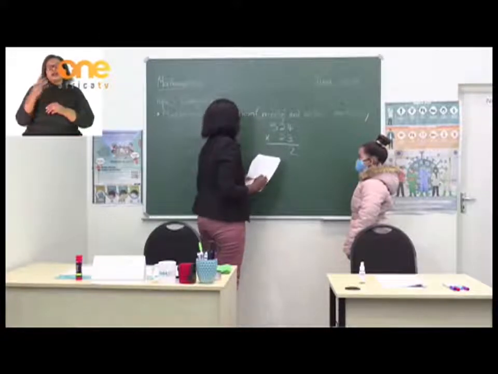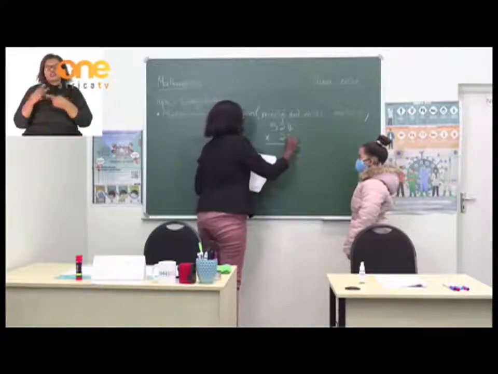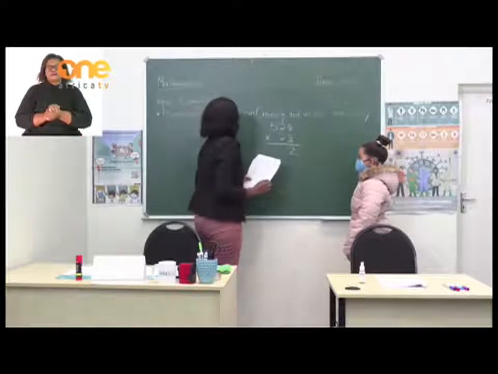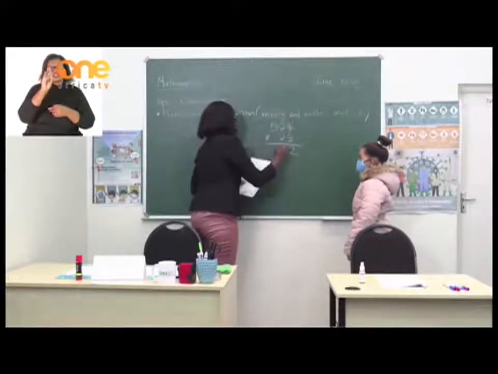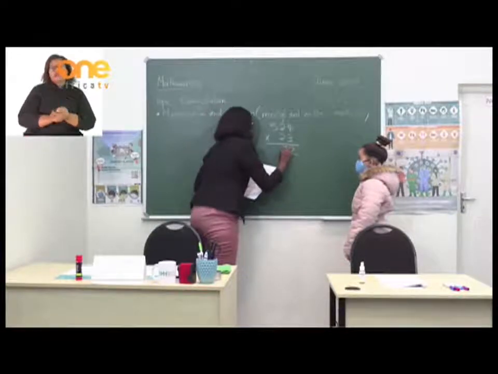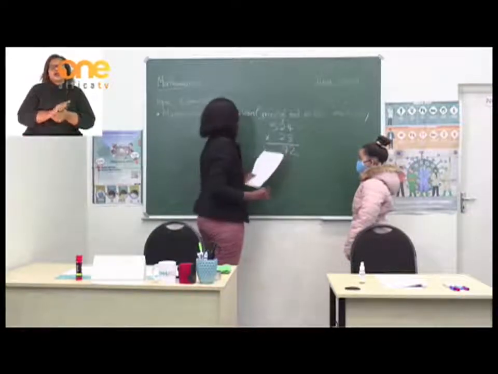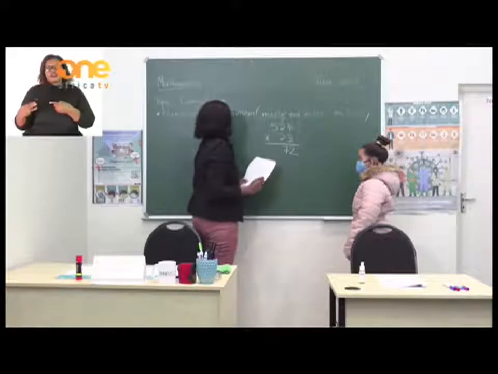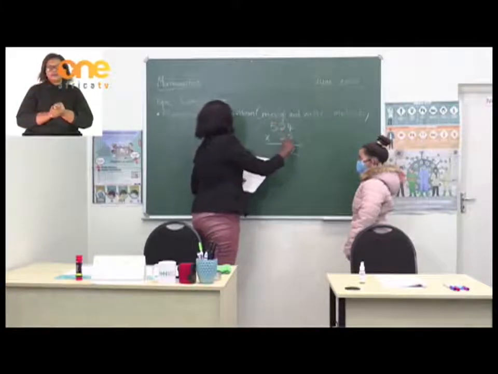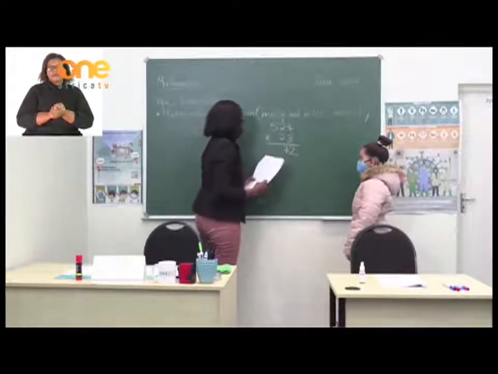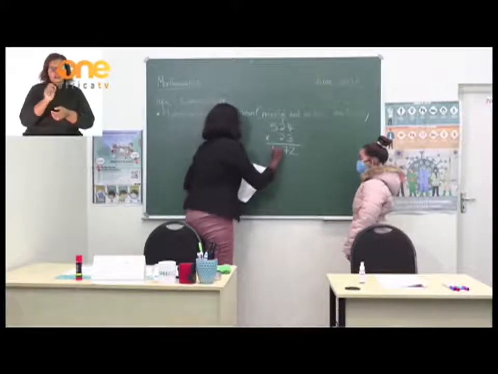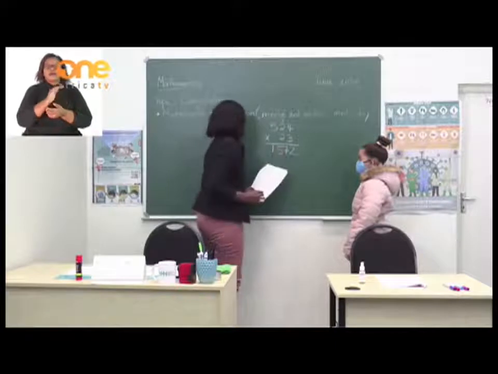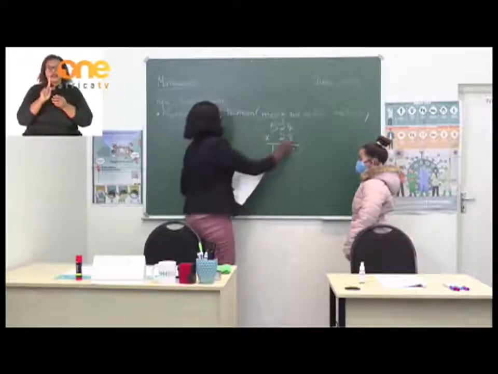Good. Next step, 2 times 3, which is 6. And then we add on the 7 up here. We write our answer, which is 7. Good. Next step is 5 times 3. What is our answer? It is 15. Then we write our 15 down there. Good. We are done with the first digit.